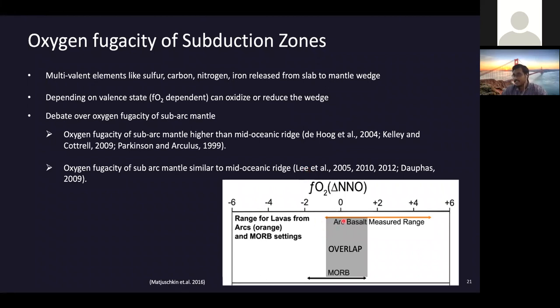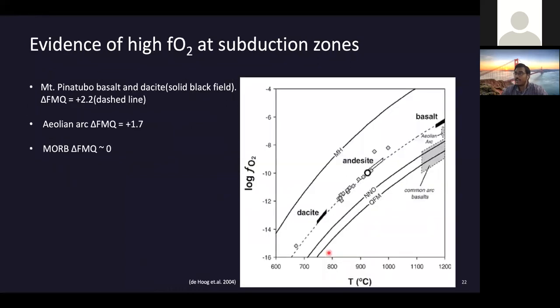In this figure, we can see this orange line is marked as the arc basalt measured range, whereas the mid-ocean ridge is marked as black. And we see that there is significant overlap between the two. We understand where this debate is coming from, because people might have sampled the place where they overlap. But for the most part of my talk, I'll be focusing on the evidence of high oxygen fugacity of subduction zones.